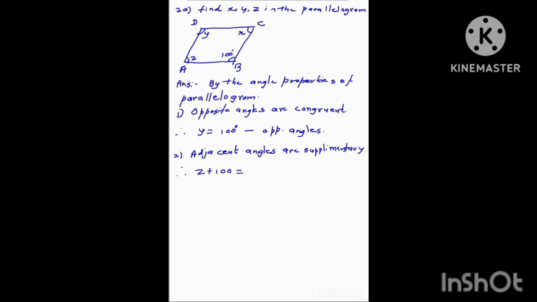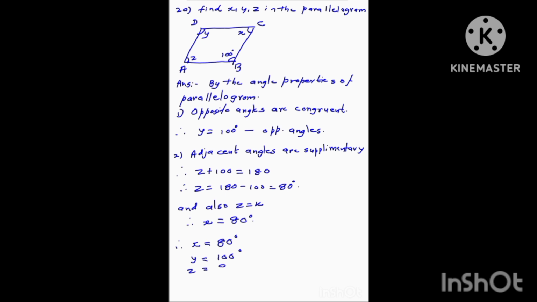Now the problem is very simple. Z plus 100 is equal to 180. That means Z equals 180 minus 100, which is 80 degrees. And by the previous property, property 1, Z is equal to X as both are opposite angles. X is also equal to 80. So we write in the answer form that X equals 80 degrees. Degree is very important, degree not radian. Y equals 100 and Z equals 80 degrees.